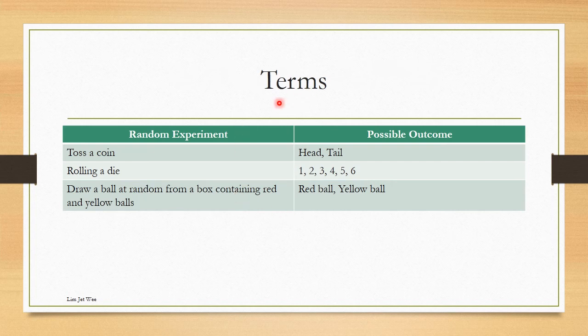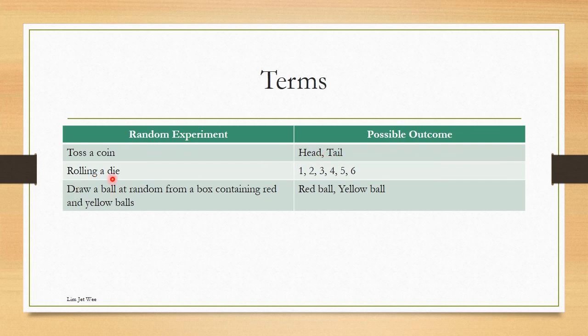Now, there are some terms that you need to know when you are dealing with probability. One is random experiment. The experiment must be random, which means unbiased. It can be anything like tossing a coin, rolling a die, or drawing a ball at random from a box containing red and yellow balls. Then there is the possible outcome. If I toss a coin, I can get a head or a tail, so I have two possible outcomes, head and tail.